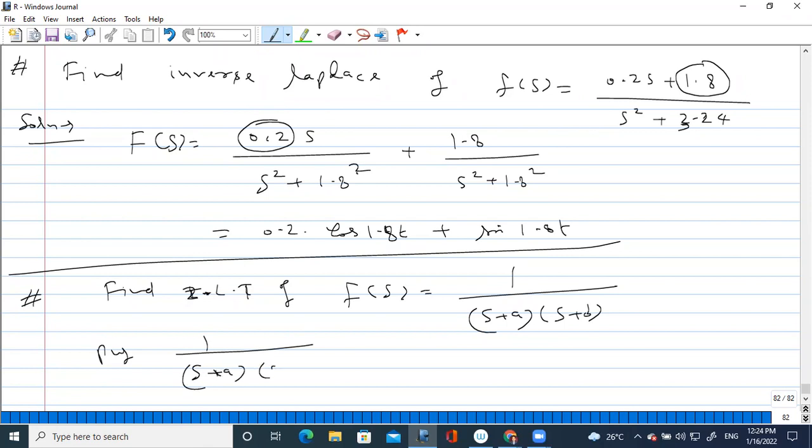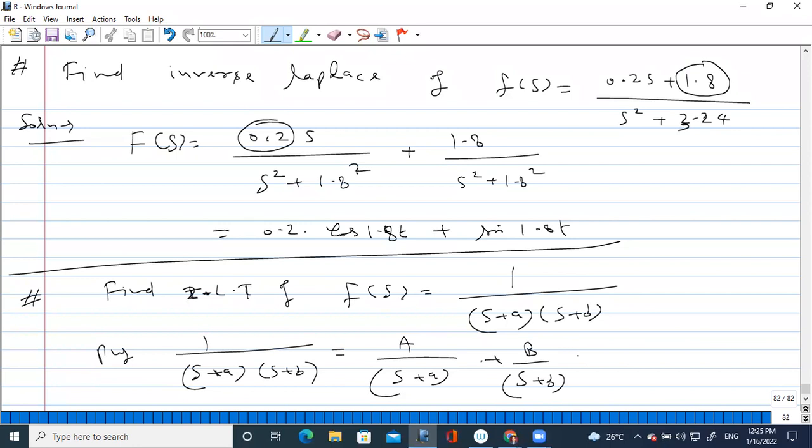This is 1 upon (s plus a) into (s plus b), so you will use the partial fraction method. So A by s plus a plus B by s plus b. If one of them is squared, then you can take here As plus B, means two coefficients will be here, and if it is single, then it is a single coefficient. Like this you can choose.